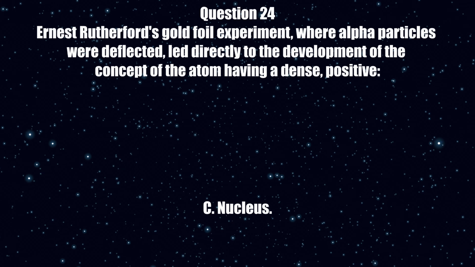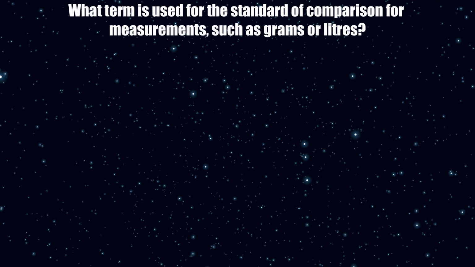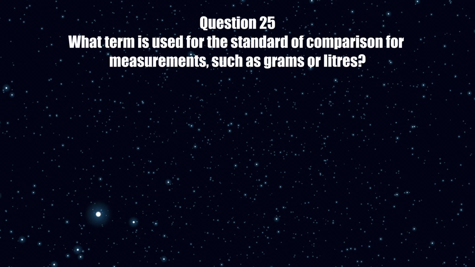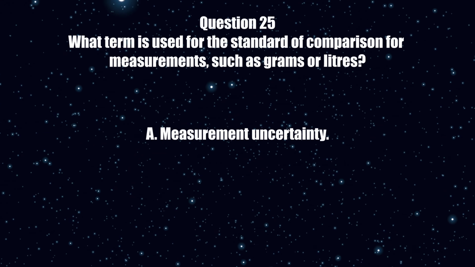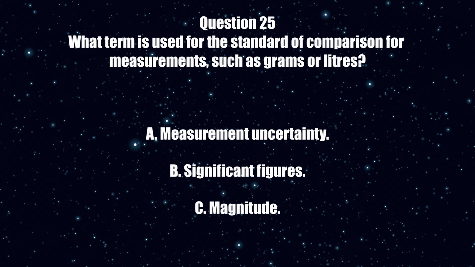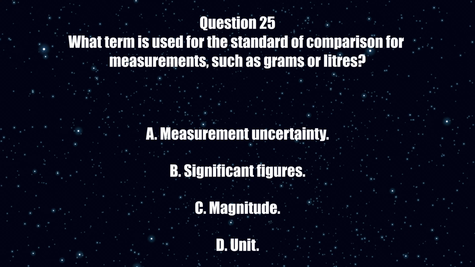The correct answer is C, nucleus. Question 25. What term is used for the standard of comparison for measurements, such as grams or liters? A. Measurement uncertainty. B. Significant figures. C. Magnitude. D. Unit.